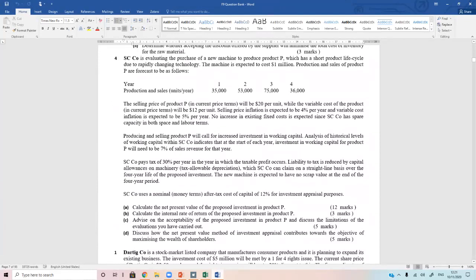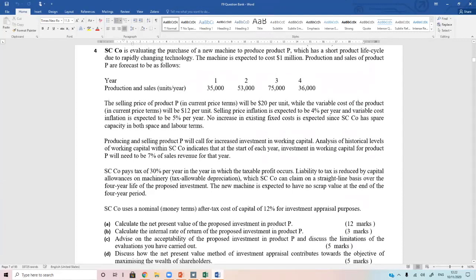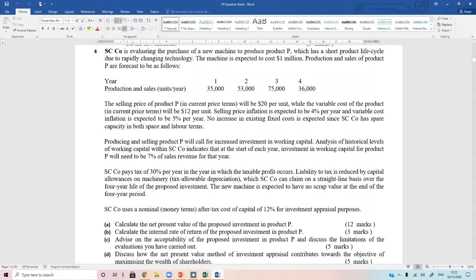I don't know, have you done SC company? The question on the screen, SC company. I don't know whether you've done it. I don't think so. If you've not done it, then go through it, then discuss together. We do part A, NPV, part B, IRR. That's mixed work. So go through it, then discuss together, if you have not done it.